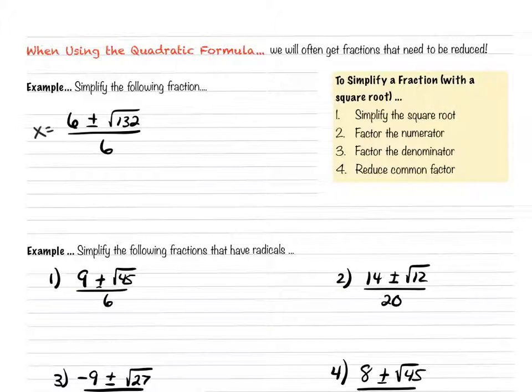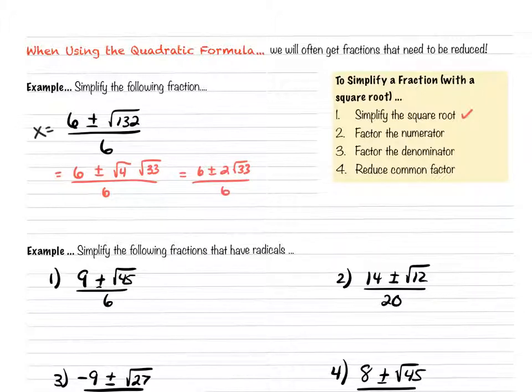So I'm just going to rewrite this a few times. I'm going to keep the 6. Now instead of the square root of 132, I'm going to break that down into a perfect square that I know, like 4, times one that I don't know, like 33. And then it's still a 6 on the bottom. I'm going to evaluate the perfect square. So the square root of 4 is just 2. And then I have a 6 on the bottom. So I've simplified the square root.